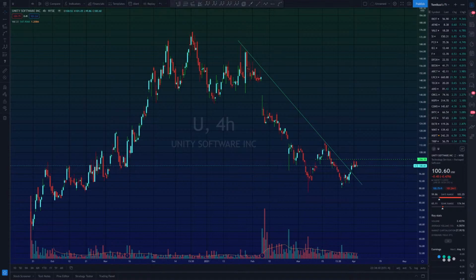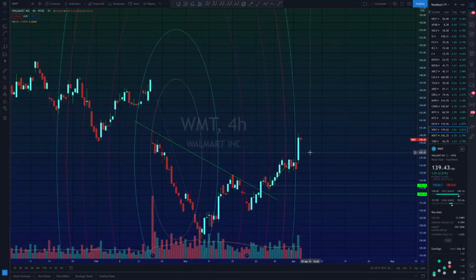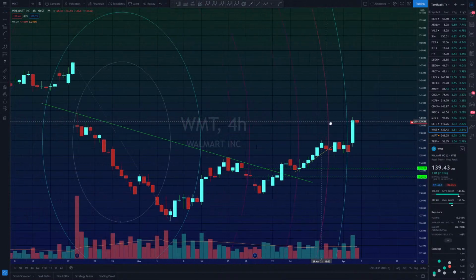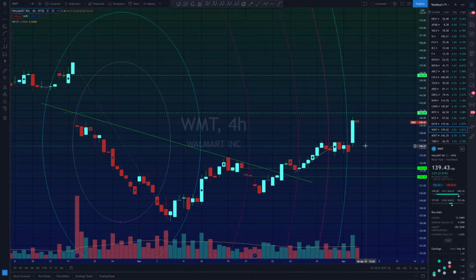Alright, let's look at a couple others here. Walmart was a stud today. Walmart hit the end of this fib circle and went nuts to 140. It's got this gap from 140.72, so if you see this starting to get over this gap, I would pay much attention to it because it's probably going to 145 then.